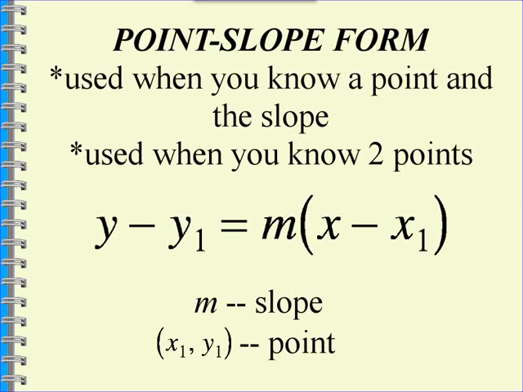All right, so now we're going to talk about a second form. So we've got standard form, slope-intercept form, and now we're going to deal with point-slope form. Point-slope form is used when you know a point and the slope, or it's used when you know 2 points. So y minus y1 equals m times x minus x1. And below that I tell you that m is the slope and x1, y1 is the point.